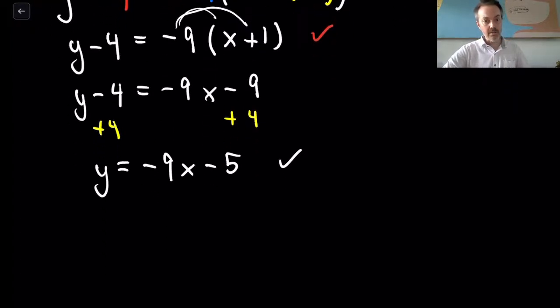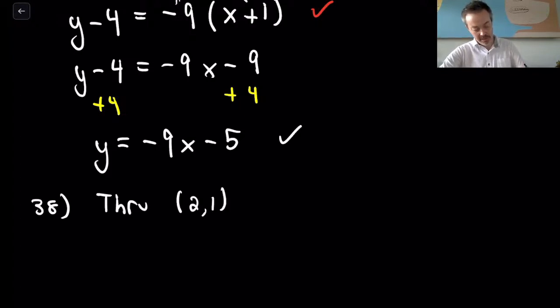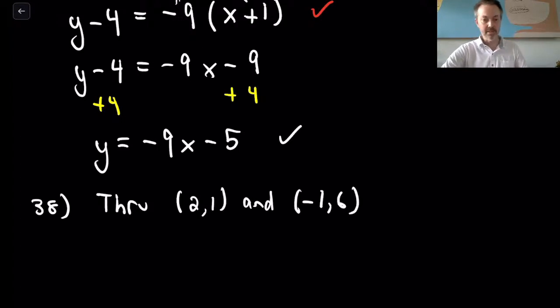So 38, and again, maybe I won't do these all the way out. Maybe I'll give you a little hint or get you started. So here we're told that the line goes through (2, 1) and (-1, 6).